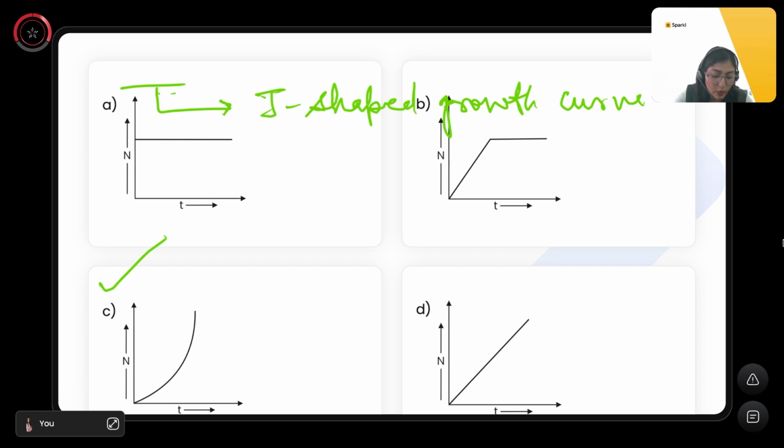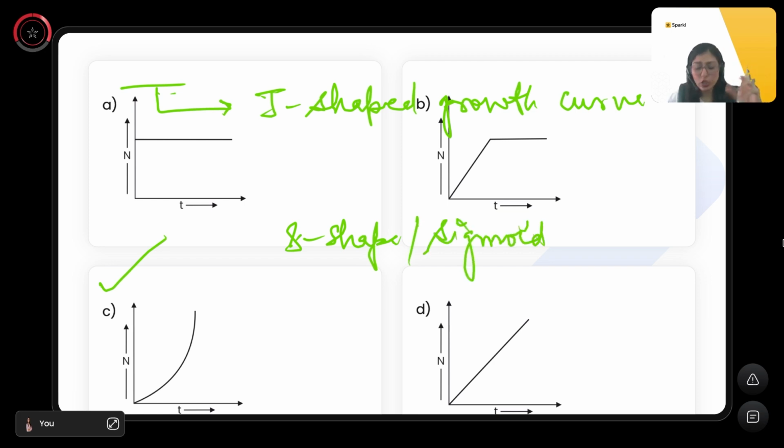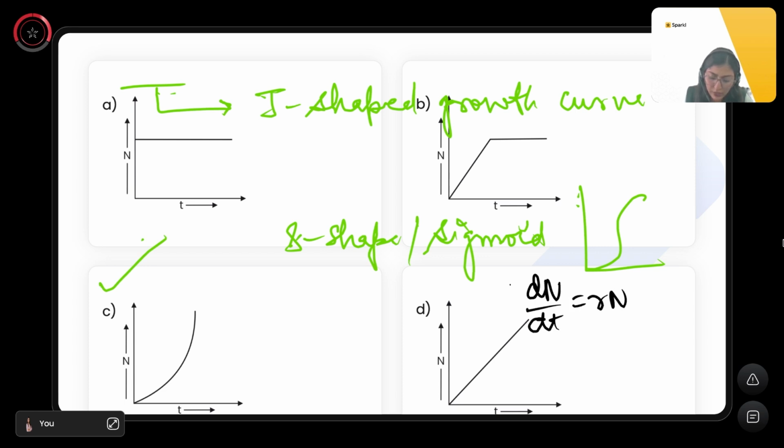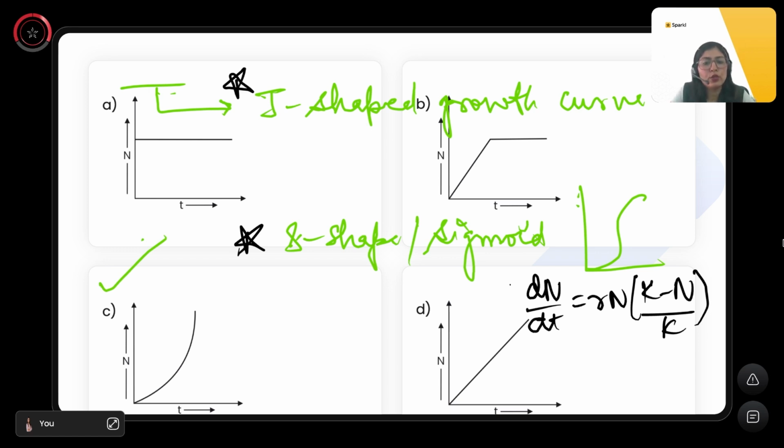And if you talk about the S shape or sigmoid growth curve, which is seen in case of the logistic growth model, then you will see a sigmoid graph, and here the equation is depicted as dN/dt equals rN (K minus N)/K. So this is also what you need to remember. Okay, clear? Let us move on to the next question.